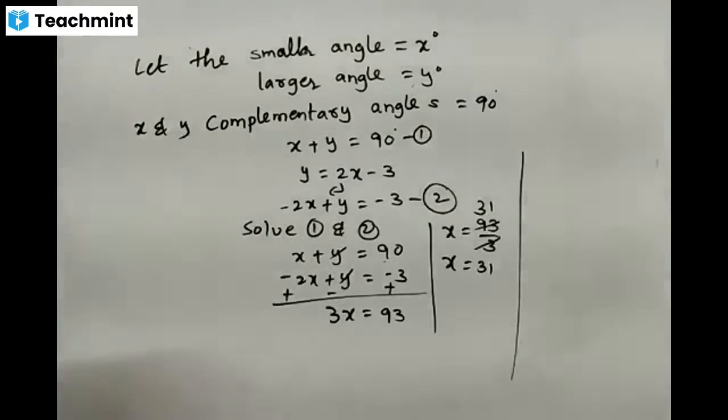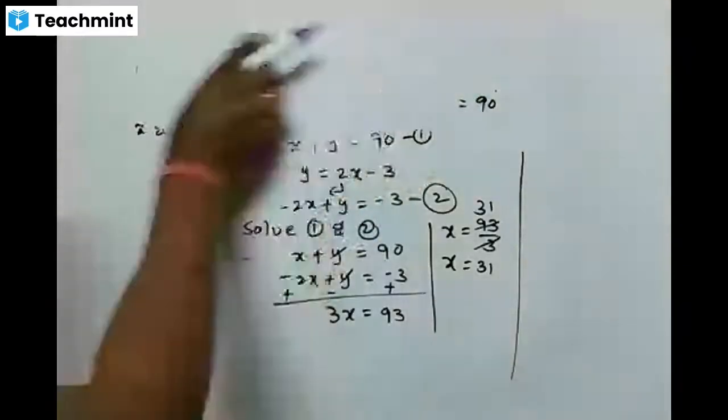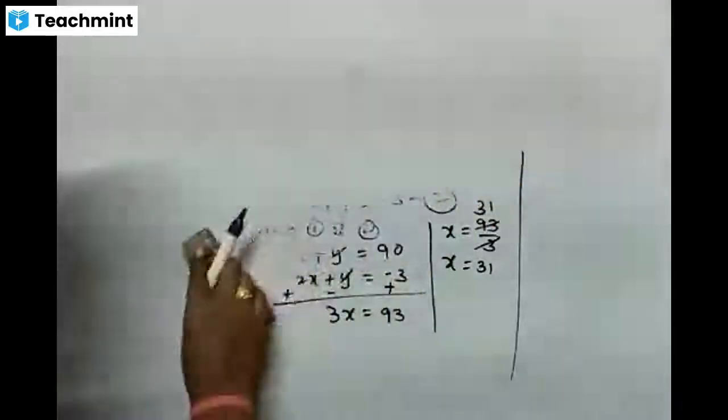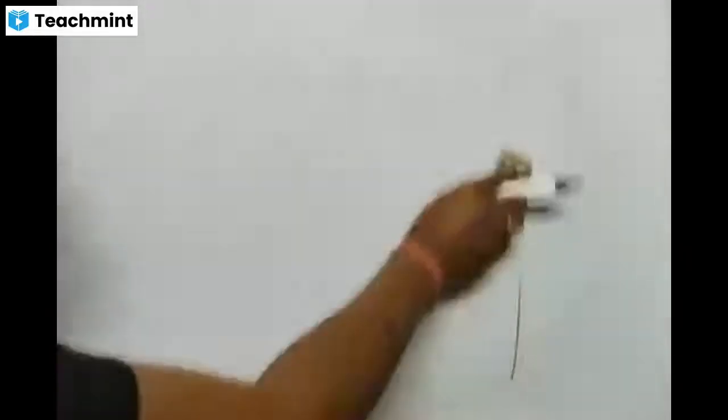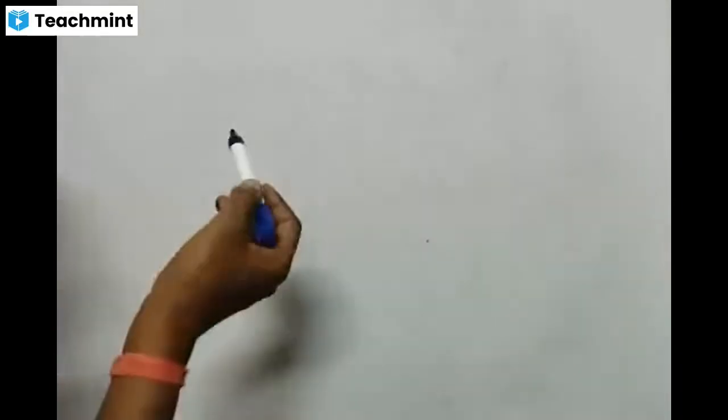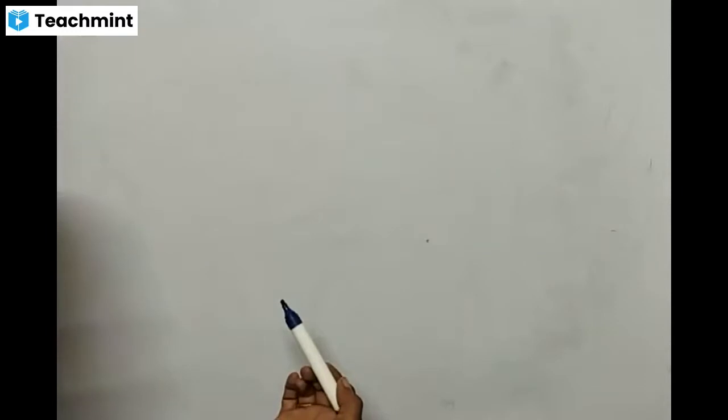What is question number 8? An algebra textbook has a total of 1382 pages. It is broken up into two parts. The second part of the book has 64 pages more than the first part. How many pages are in each part of the book? So the book is broken into two parts. Total 1382 pages are there. The second part has 64 pages more than the first part.